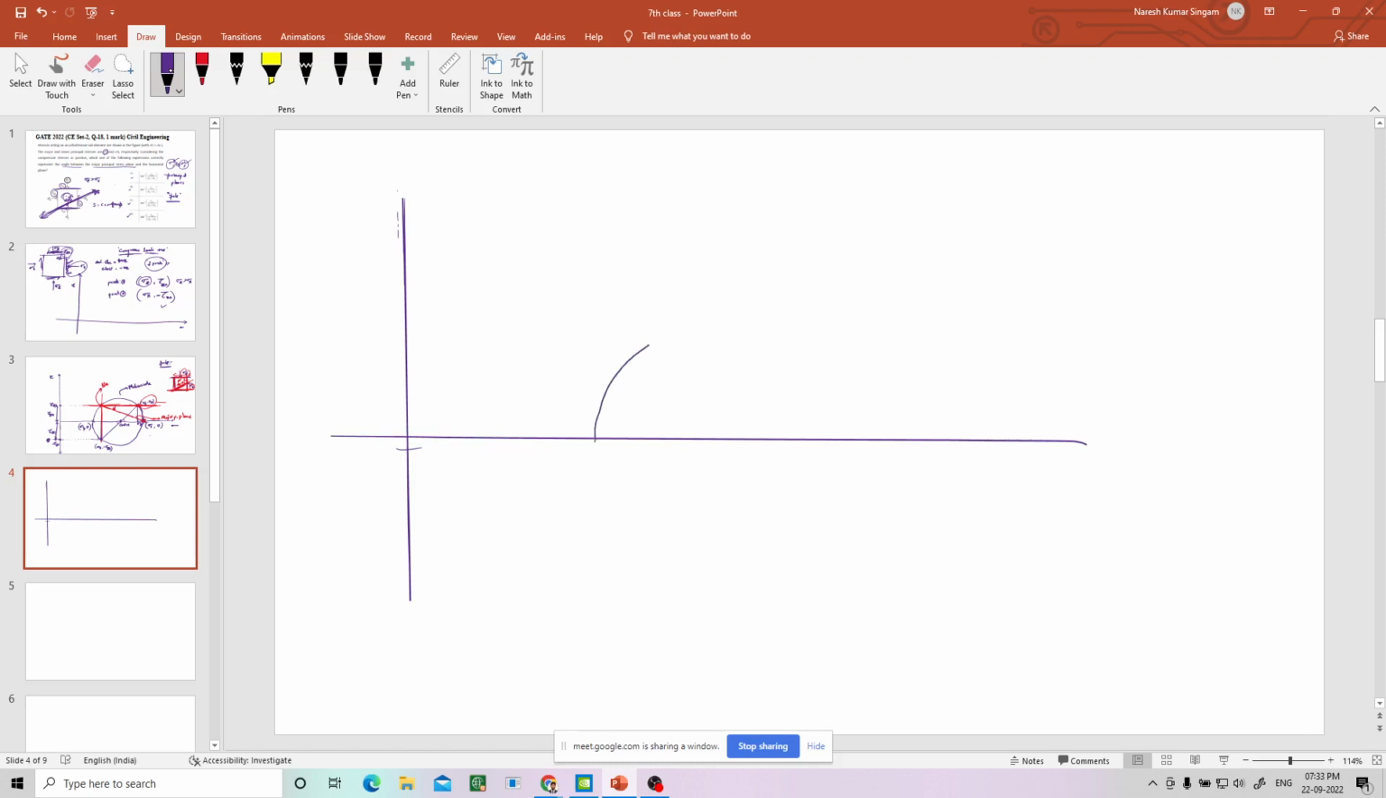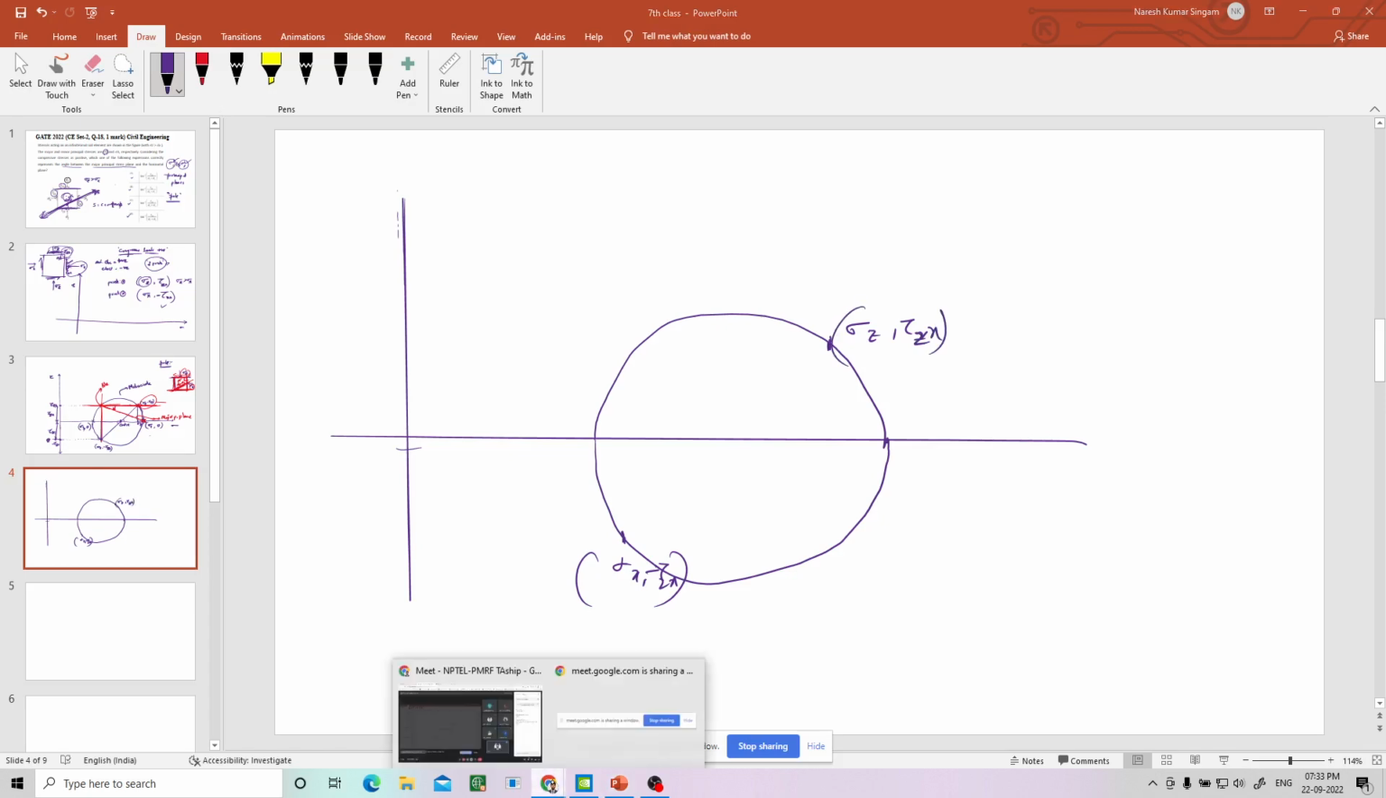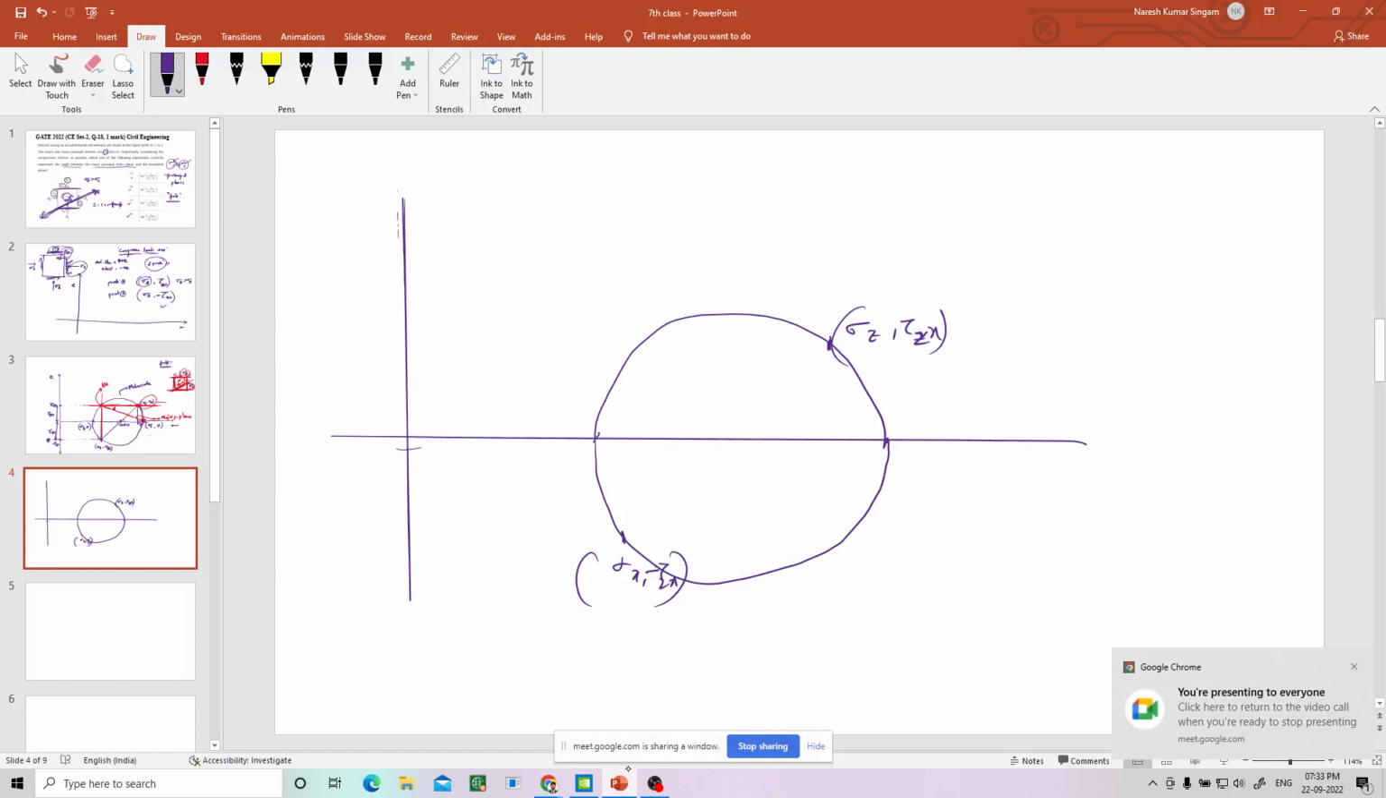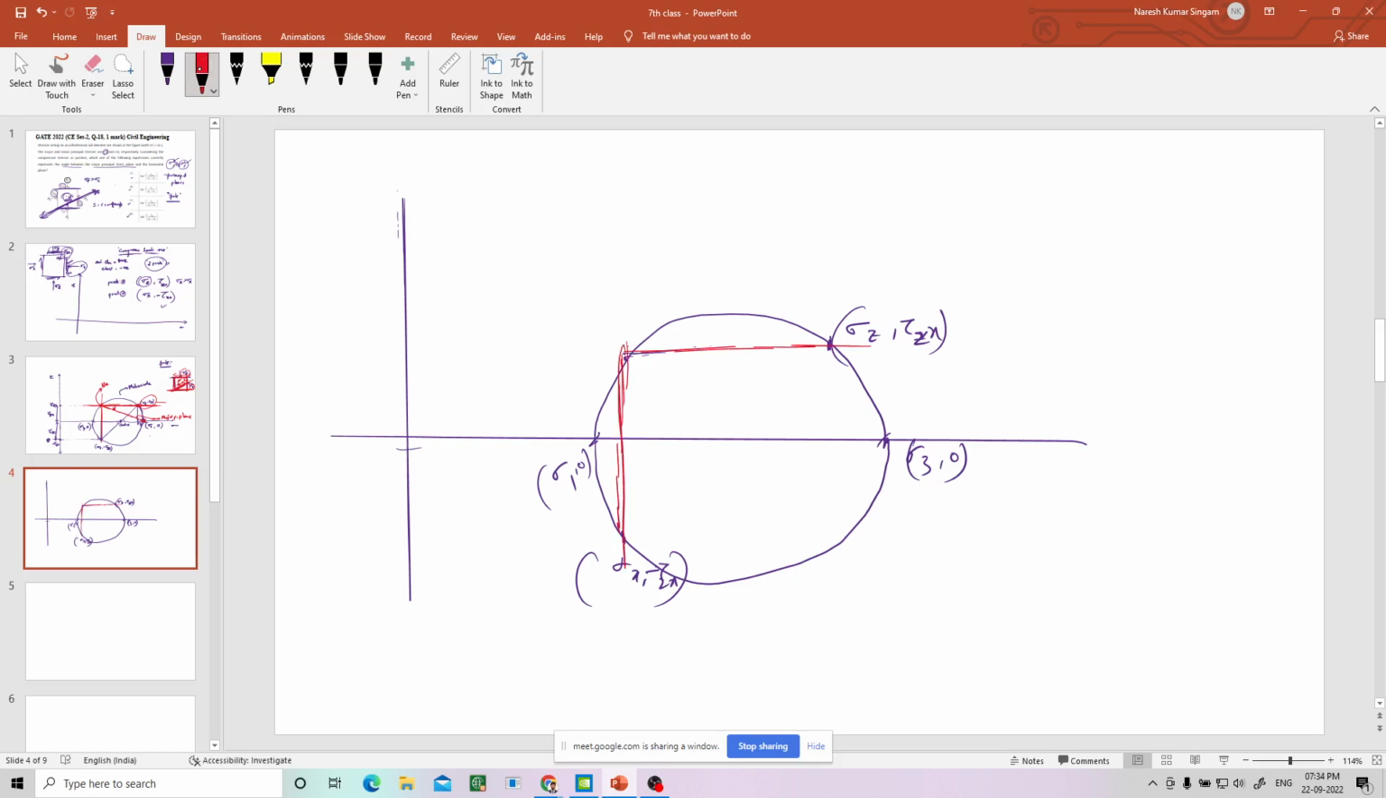First let me draw. So this is the Mohr circle, and somewhere here and somewhere here are sigma x comma minus tau zx and sigma z comma tau zx. Now this is sigma 3 comma 0, and sigma 1 comma 0. So now the pole is here, the pole is drawn, right? So this is the pole.